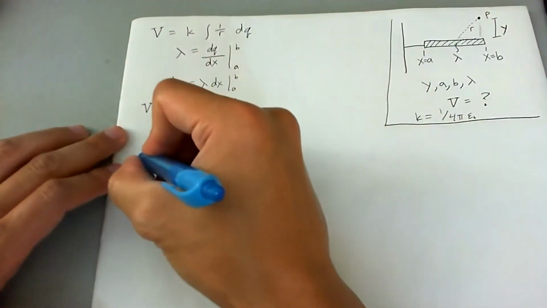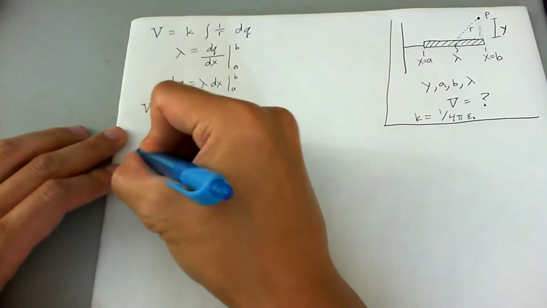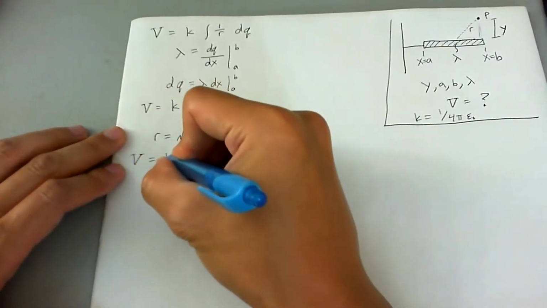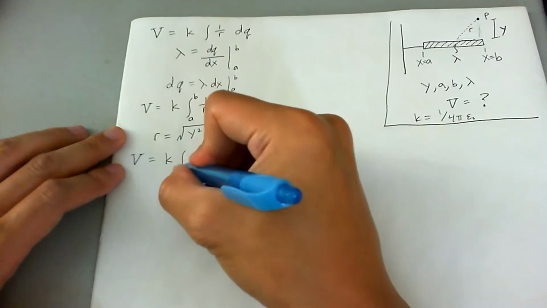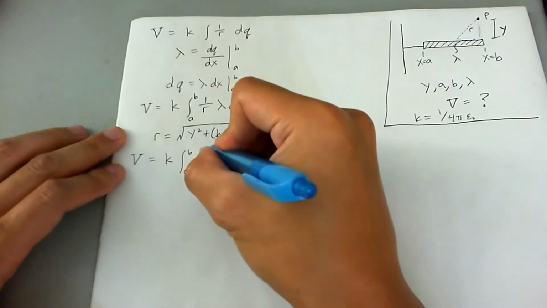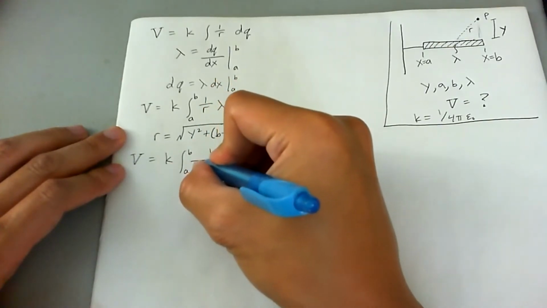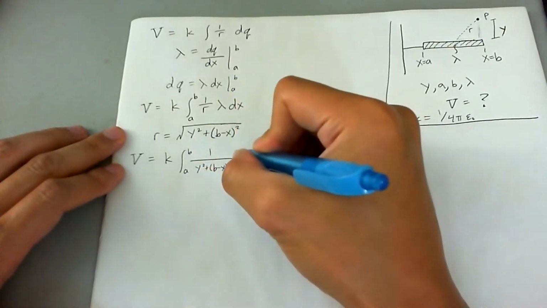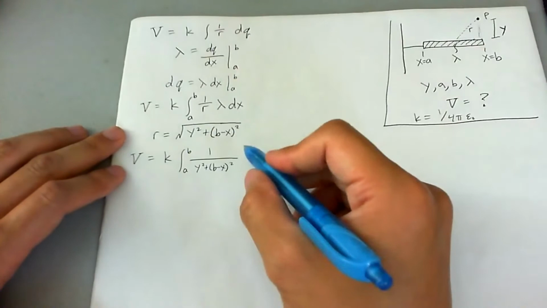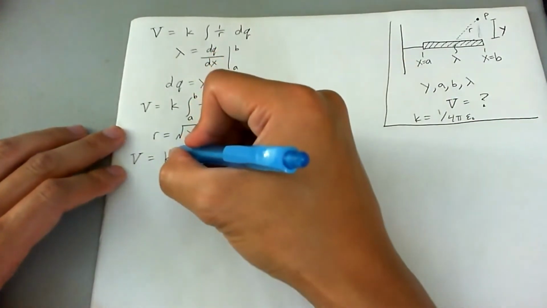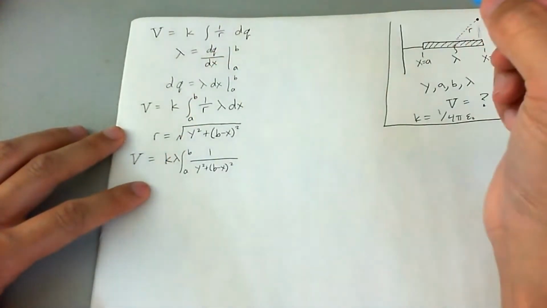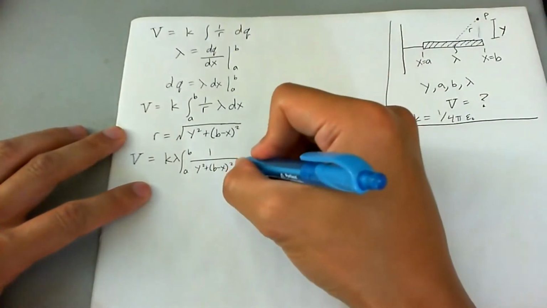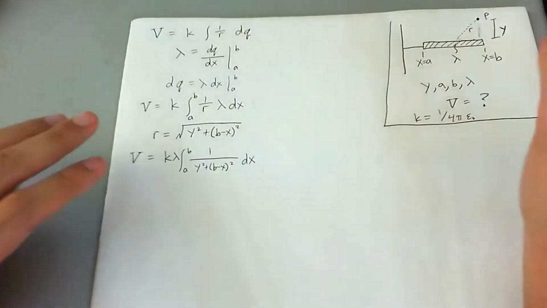Let's go ahead and plug it in. V is equal to K from A to B, 1 over the square root of y squared plus b minus x squared. And let me go ahead and bring lambda out to the front. Since it's a constant, it doesn't need to be in the integral. And we'll put dx at the end.